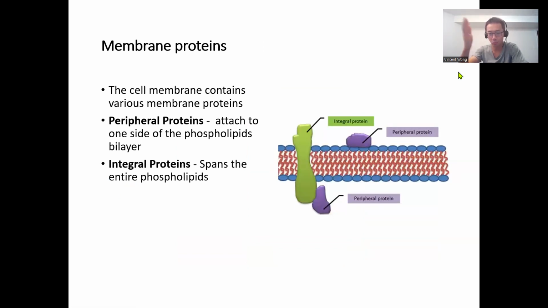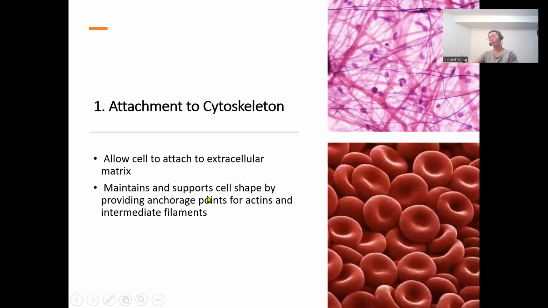Okay, so this just refreshes your memory on what integral proteins are. They go all the way through. A peripheral protein might be attaching on the phospholipids, or sometimes they attach onto the integral protein. It's like a little buddy. There's the integral protein, and then a peripheral protein just sticks onto it. First function, I already told you this one: they provide attachment sites to the cytoskeleton.